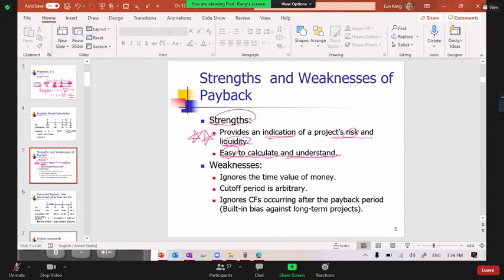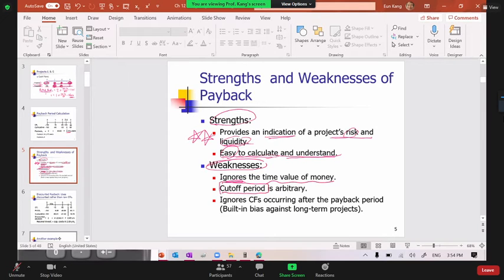But sometimes that is more important than net present value or IRR. I'll talk about that later. And then what? The weakness is what? It ignores the time value of money. It's pretty primitive. And the cutoff period, this is what I'm saying, the cutoff period.